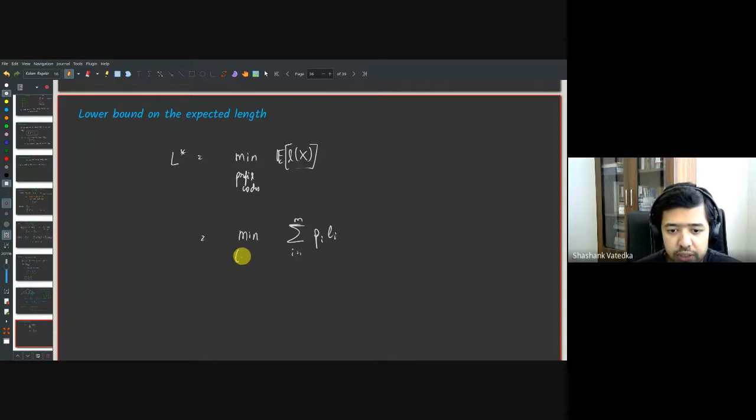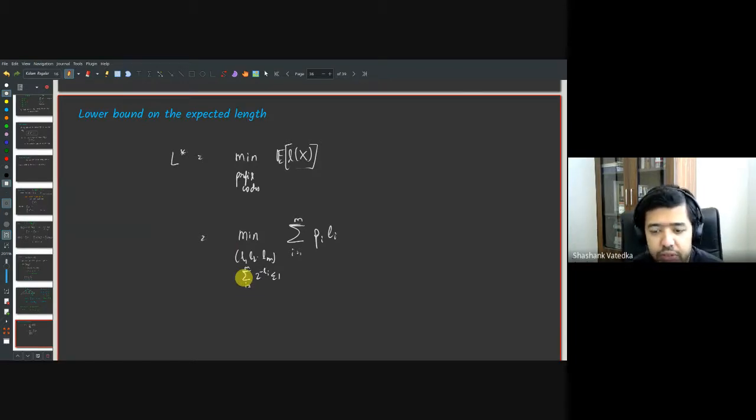So one can pose this as a problem of identifying integers l_1, l_2 up to l_m such that these correspond to a prefix-free code. Or equivalently, we know that every prefix-free code must necessarily satisfy Kraft's inequality, summation of 2 to the minus l_i less than or equal to 1. Finding the minimum expected length essentially corresponds to solving a constrained optimization problem, where you minimize the expected length, which is summation over i of p_i l_i, over all possible l_1, l_2 up to l_m, which of course have to be positive integers, and they should satisfy Kraft's inequality.